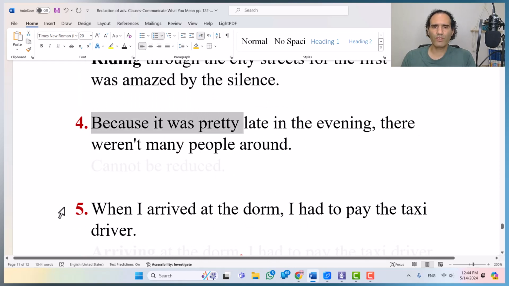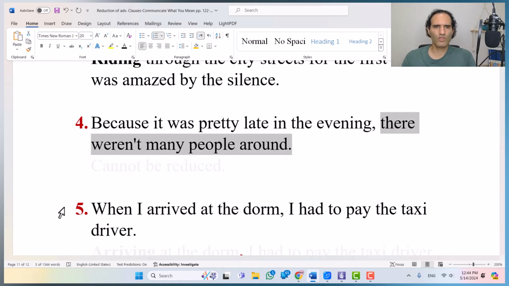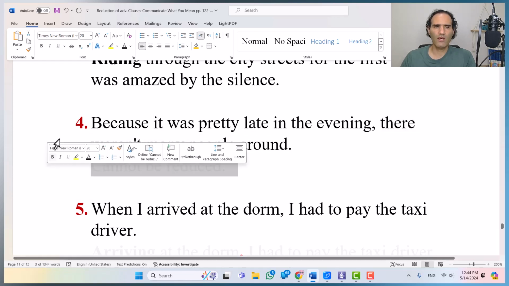Because it was pretty late in the evening, there weren't many people. The subjects are different. It, talking about time. There weren't, dummy subject. No. So this one cannot be reduced.